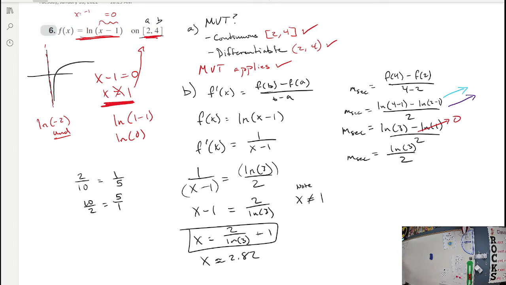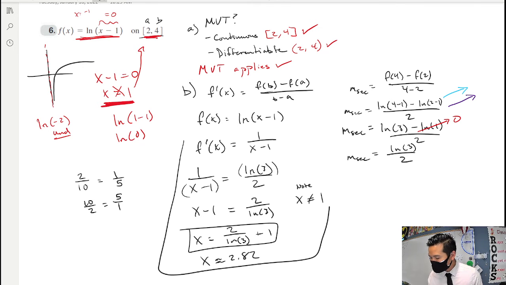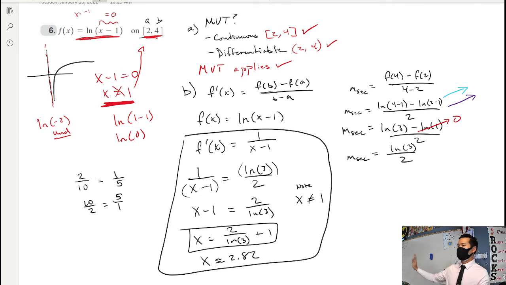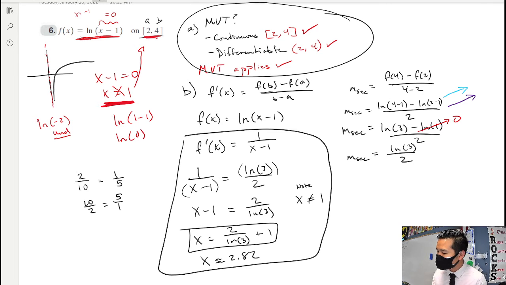This whole thing from here to here, I don't really care. It's just one of those things that you have to kind of practice doing, because math. But for calculus' sake, all I really care about for this part is just understanding that you know how to use the mean value theorem. Does that make sense? Yeah?